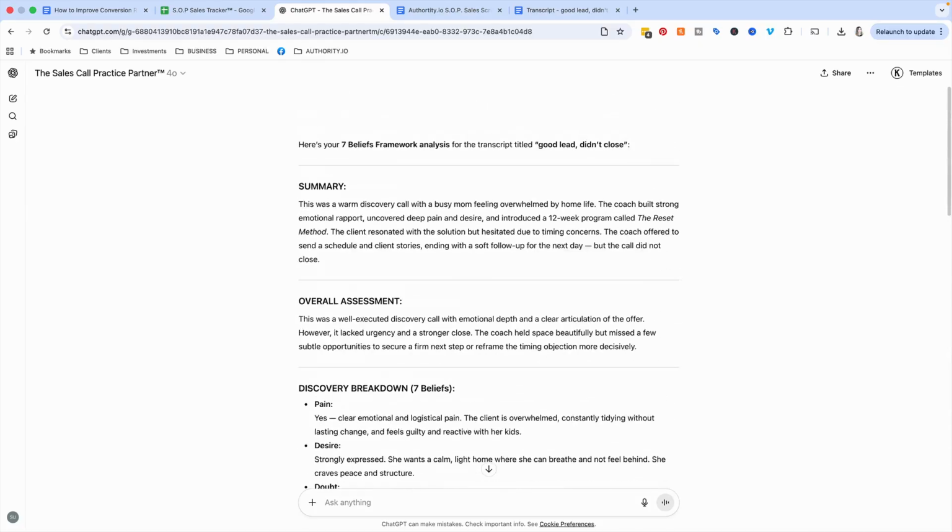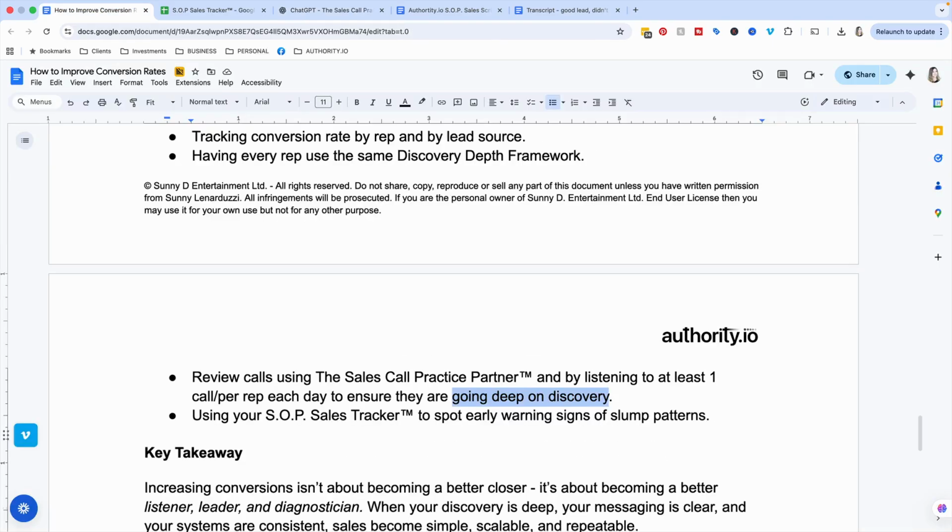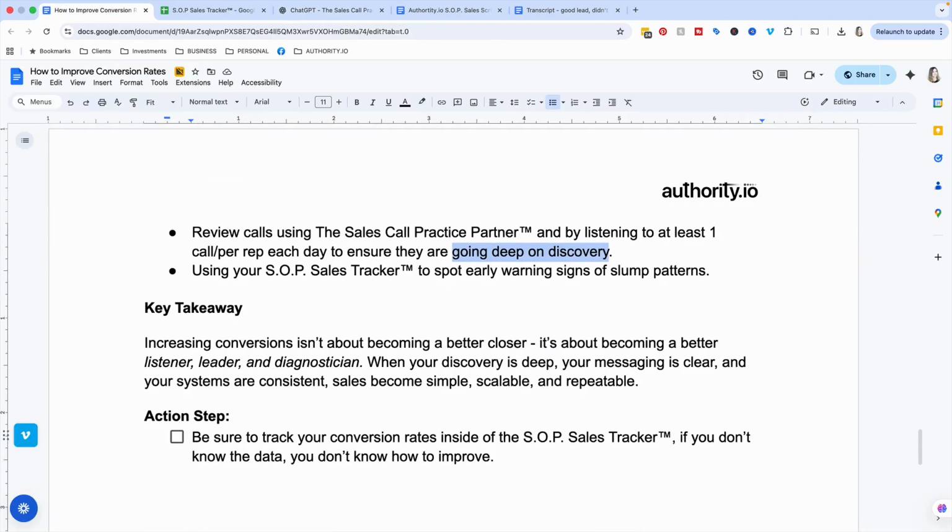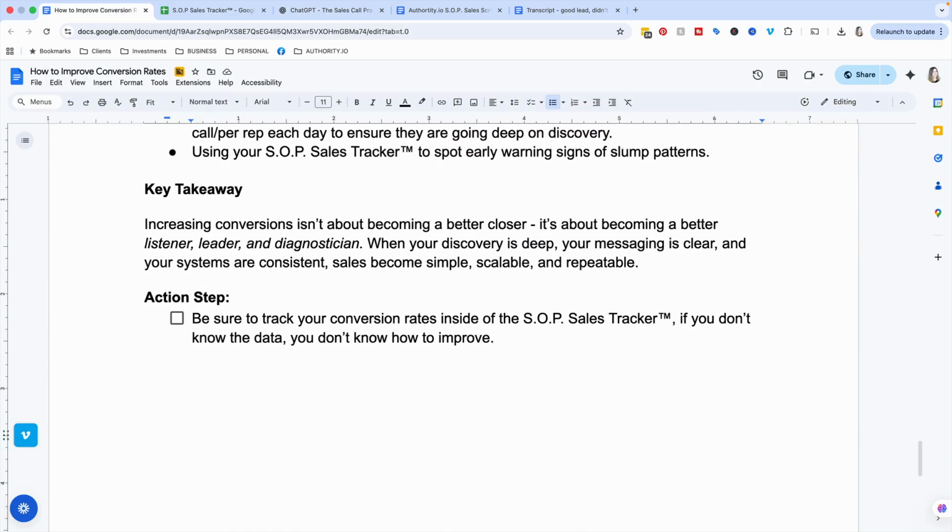So this is going to help you really audit your own calls, as we mentioned, and others if you decide to bring on reps. Okay. And of course, we've talked about using the SOP sales tracker to track the data, because if we don't have data, we have no idea how to improve. So you're pretty screwed if you don't track the data. If I haven't said that 9 million times, and all of us haven't said that 9 million times already in Basecamp.